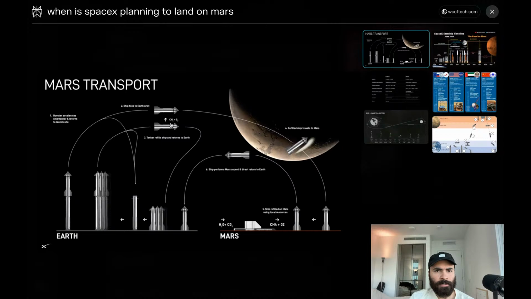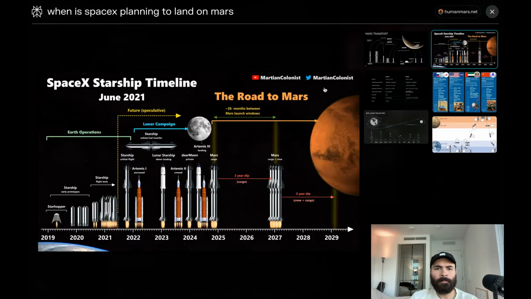I don't understand this. What is happening over here? How is the transfer happening? Starship timeline. Okay, we had Starhopper, Starship, Starship flight test. Okay, Earth operations, Starship orbital flight, Artemis 1 uncrewed. That's NASA. Starship orbital. This is what they're talking about.